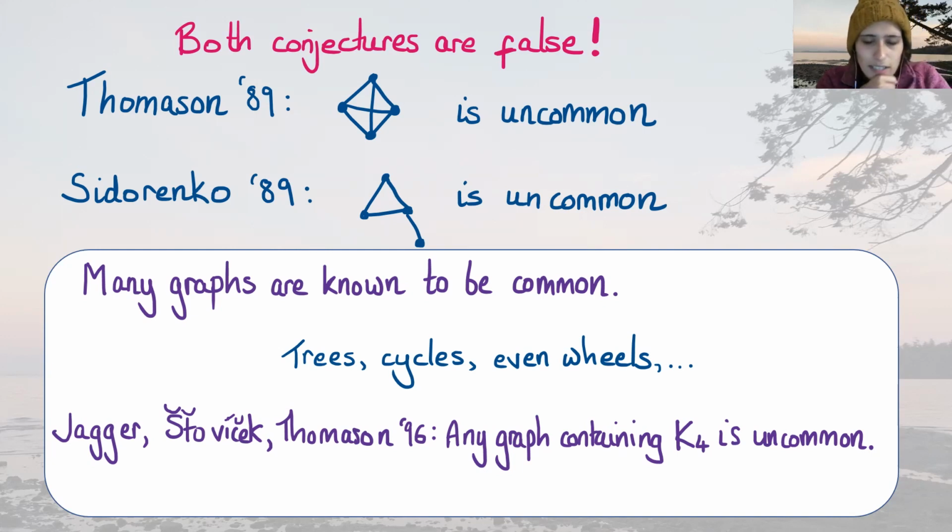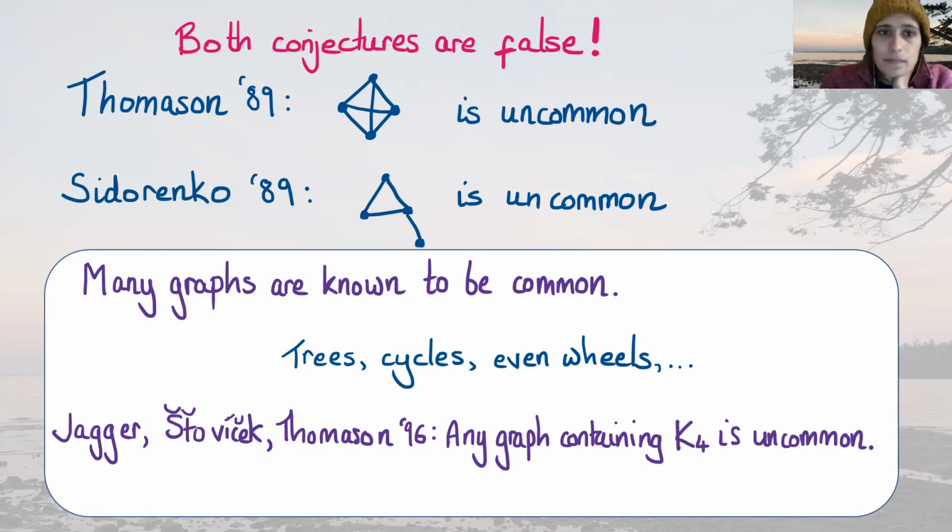even wheels. And there's a very nice result from 1996 by Jagger, Šťovíček, and Thomason, in which they proved that any graph containing K4 is uncommon. So any graph H that has K4 as a subgraph will be uncommon. So this gives a really large, interesting family of graphs that are uncommon.